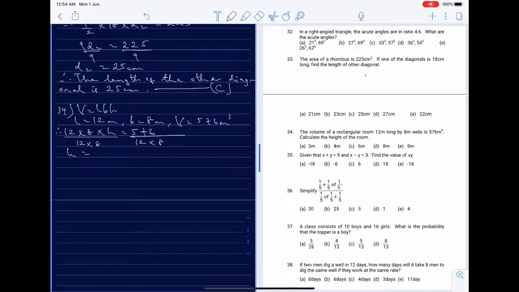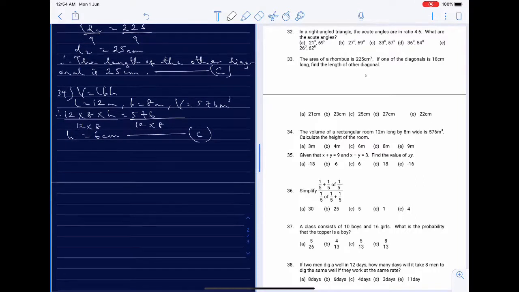That means H equals, we can cut in bits if you want to, 576 divided by the product of 12 and 8. And that's 6 centimeters. That means the height is 6 centimeters. That's option C. Now the next one, number 35.